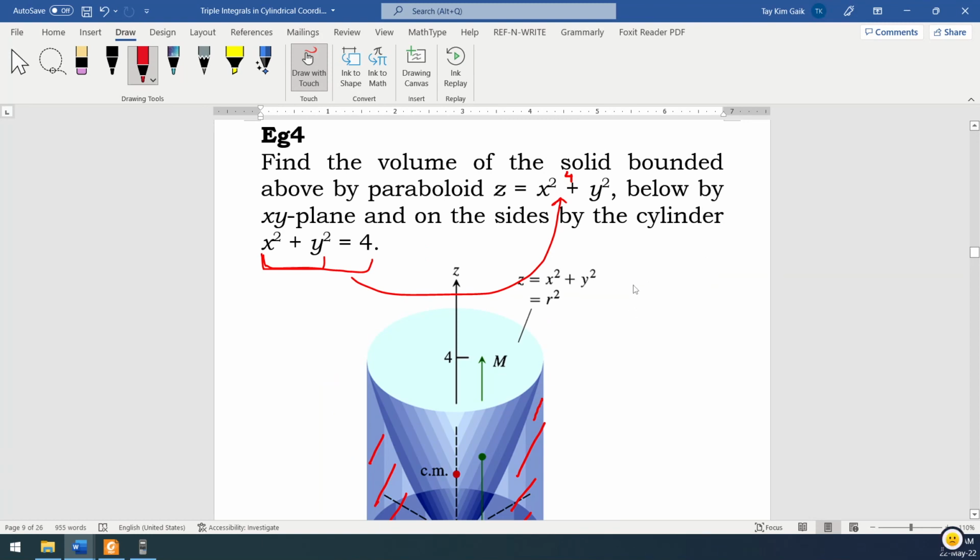When you sketch the volume, the solid is actually bounded by a cylinder on the side. Below is the xy plane, so below is z equals 0. Above is the paraboloid. So your cylinder means the surface is actually this one.